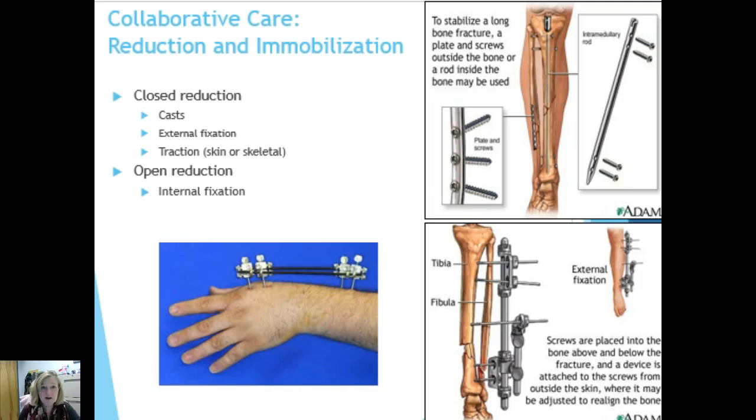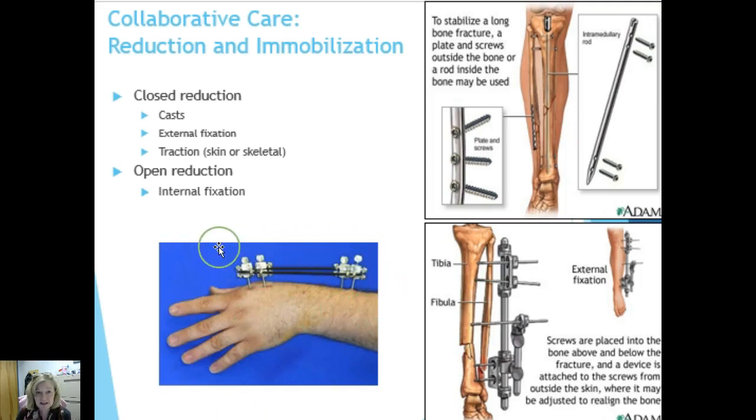So collaborative care for a closed reduction, and like I said, the manual realignment of bone fragments is the reduction, and closed means that they didn't have to go into the bone to manipulate it. Sometimes traction is used, and that is to restore position, length, and alignment. So a closed reduction is generally done under either local or general anesthetic, and then casting is applied. There can be an external fixation.